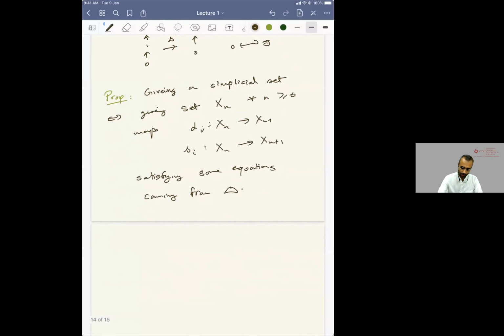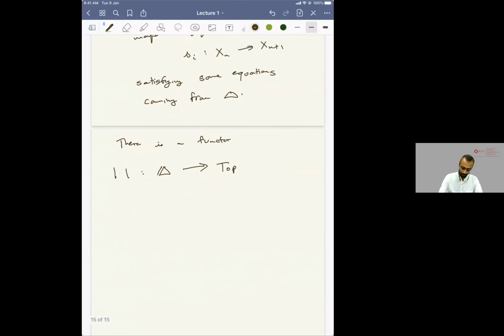So there's a functor, geometric realization, if you like, from the simplex category Delta to the category of topological spaces, which takes n to the topological space Delta n, and it takes the face maps, those maps d_i are called the face maps, to the corresponding inclusions, and the degeneracies s_i to the corresponding maps between the geometric n-simplices.